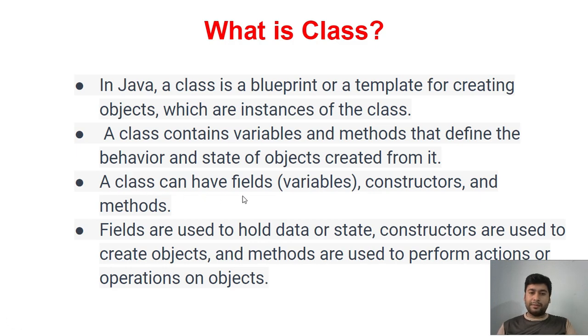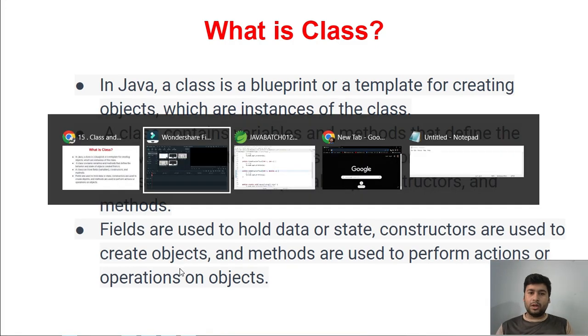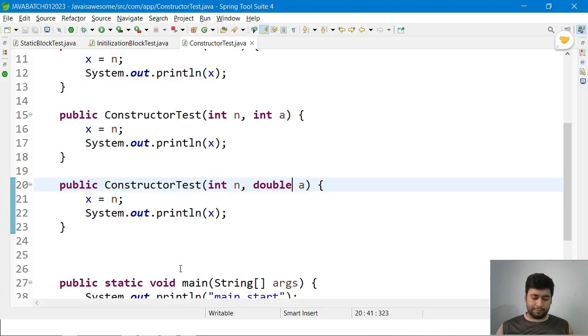A class can have fields. Every student, college, person, or hospital has some fields, which are variables, constructors and methods. Fields are used to hold data or state. Constructors are used to create an object, and methods are used to perform an action or operation on an object. Let's understand these things with an example.